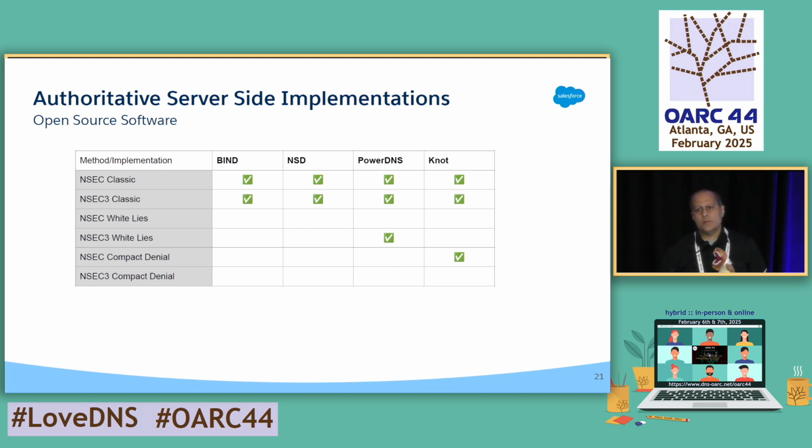The online and minimal signing modes are much less common in this class of software. PowerDNS does NSEC3 white lies, and believe it or not, Knot DNS, I found out very recently, does NSEC compact denial of existence.